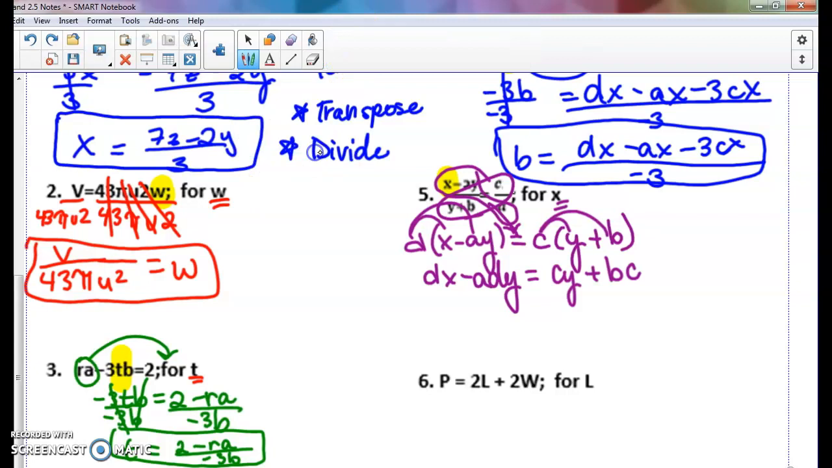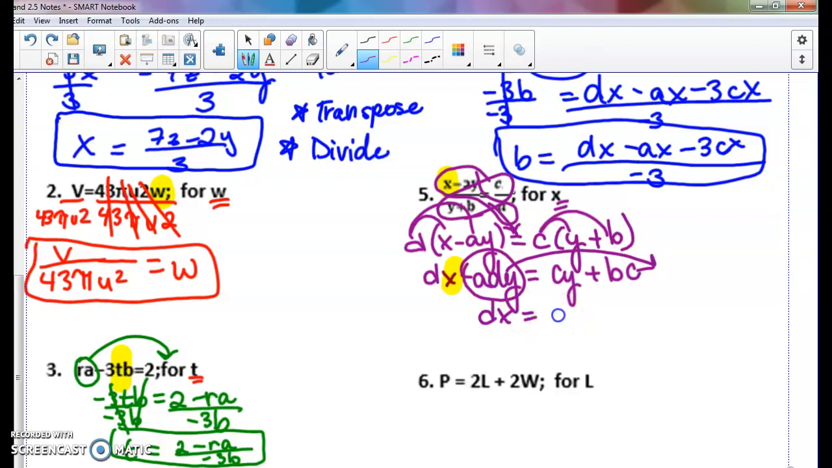So now that I've kind of simplified it down, let's focus on where x is. X is on the left side. He is being multiplied by d. He's subtracting ady. So now we got to get rid of who's farthest away here on this left side. And that would be my minus ady. We'll take over there and make it a plus. I get dx equals cy plus bc. And now we're going to do our plus ady.